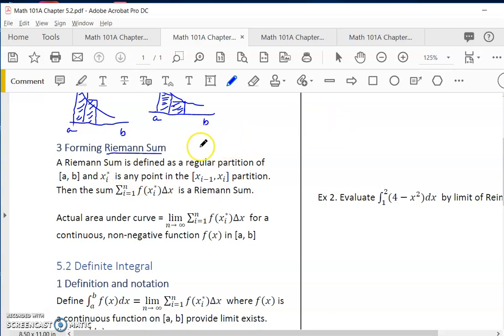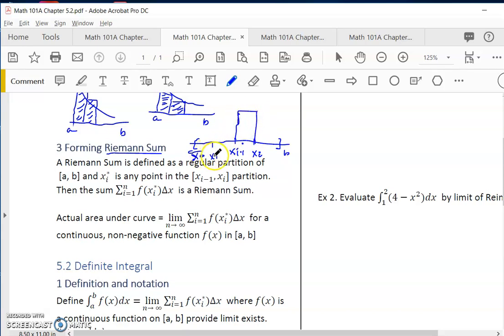What a Riemann sum does is you partition your interval AB, just like the partition that we talked about. So x starts from x0, x1, all the way in the middle I have x i minus 1, and then xi. So this is the i-th partition. And from x i minus 1 to xi, I can pick any point here. Most of the time we pick the right endpoint. Why? Because it's easy to write.